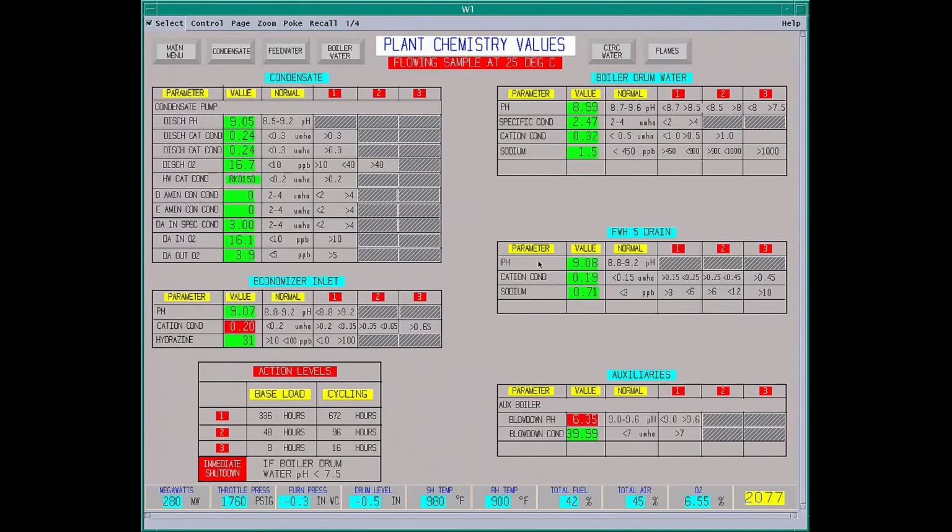Feed water 5, this is all the water going back to the deaerator from all the feed water heaters. Just making sure that no contaminants have come in. And down here is your aux boiler chemistry, which is only used for plant startup.